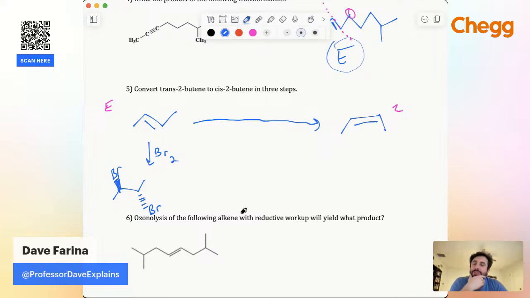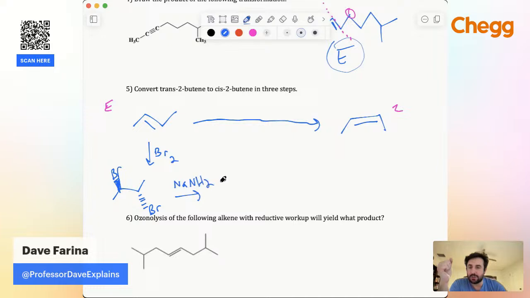Now, what can we do here? We just talked about a way to selectively reduce alkynes, right? If we can get an alkyne, if we can get to butyne, then it would be up to us whether we were reducing to the E or to the Z alkene. So what if we try to get an alkyne? And actually, that's why the dibromination was a good idea, right? Let's say we do NaNH2.